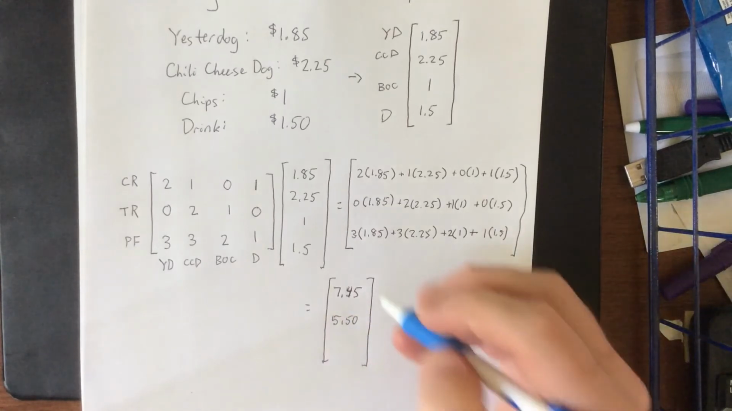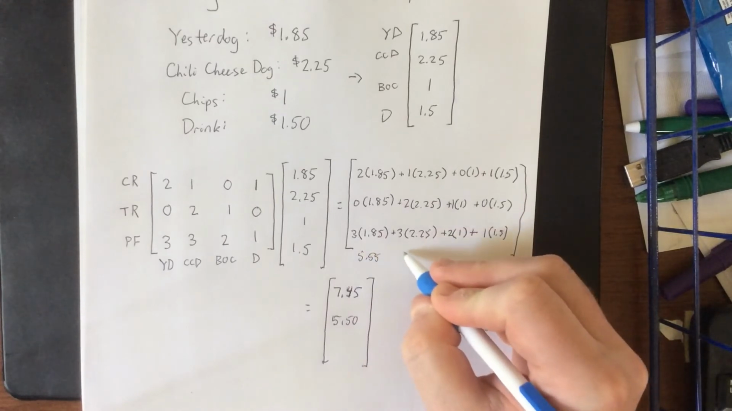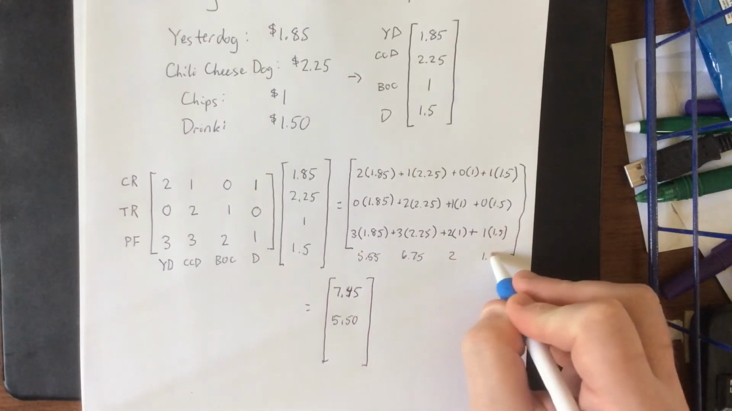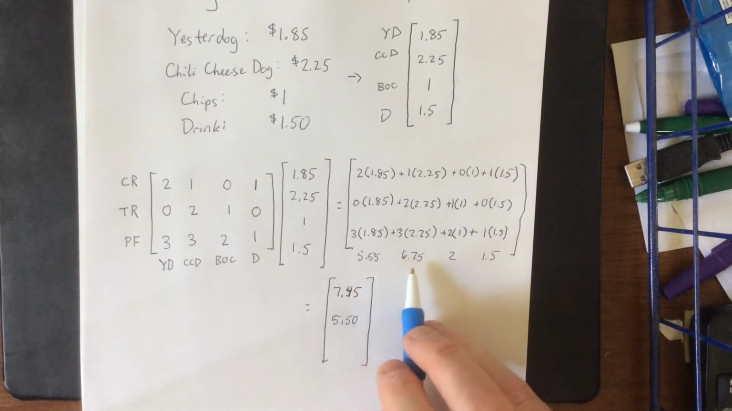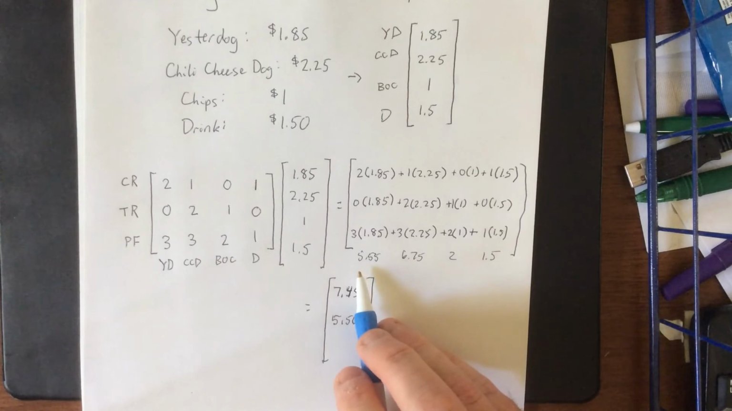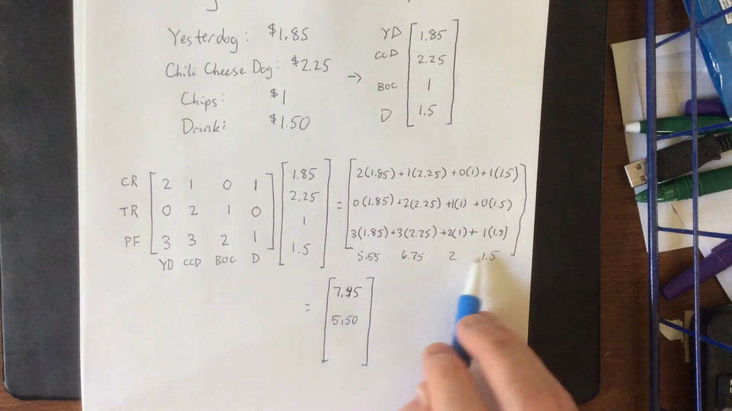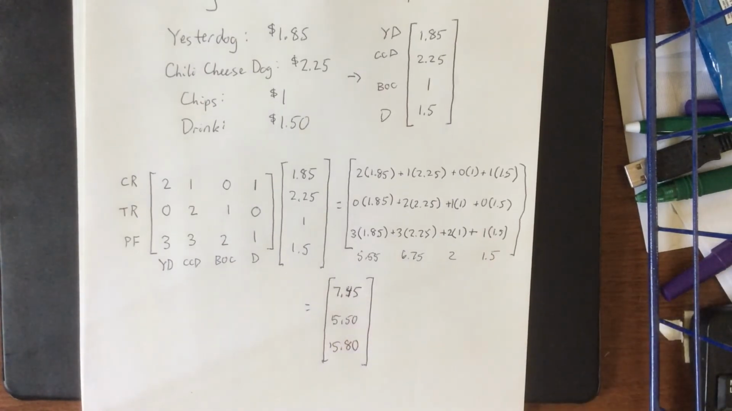And then there's me. Oh boy, that's $5.55 plus $6.75 plus $2 plus $1.50. So that'll be so 75, 55. So it's $1.30, 12.30, 13.30, 14.30, 15.80. Oh boy, I regret nothing. Yeah, so I wound up spending more on my meal than those two combined.